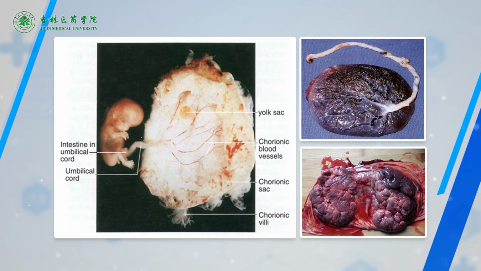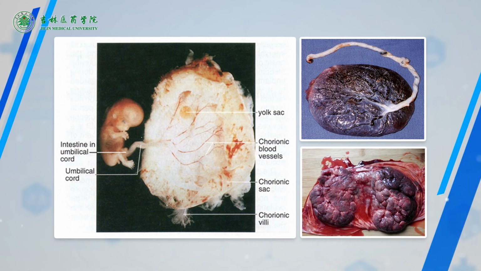Structure of the placenta. The placenta is a disc-shaped structure composed of the villus chorion of the fetus and the decidua basalis of the mother. The placenta of a full-term fetus is about 500 grams in weight, 15 to 20 centimeters in diameter, thick in the center and thin at the periphery, with an average thickness of about 2.5 centimeters.